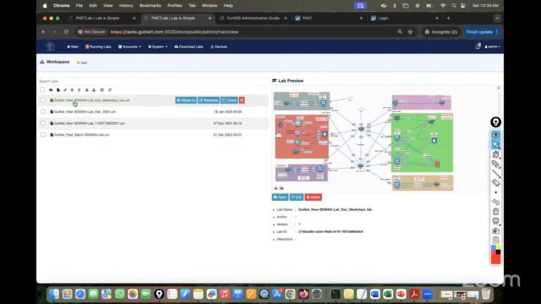I think he wants to build the lab in EVE-NG or some kind of topology. You want to build it in your lab, in your computer, right? Yes. Okay, sorry, I misunderstood.